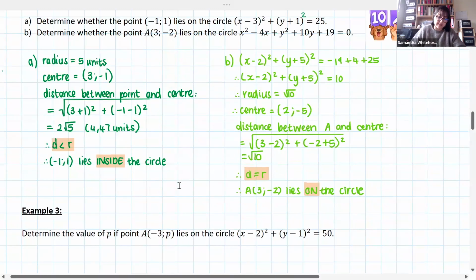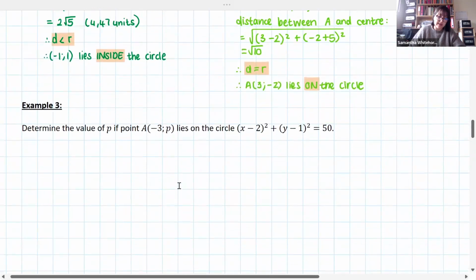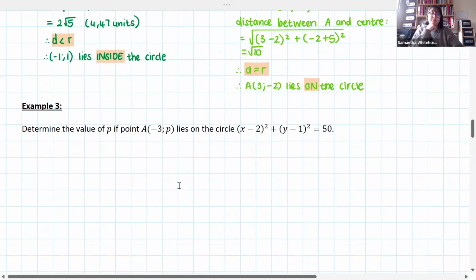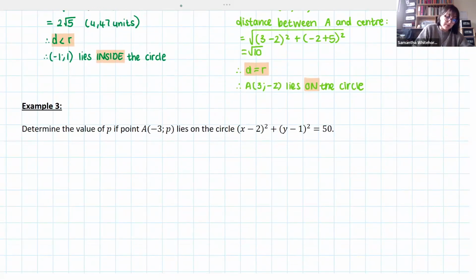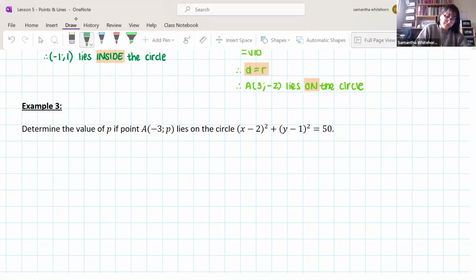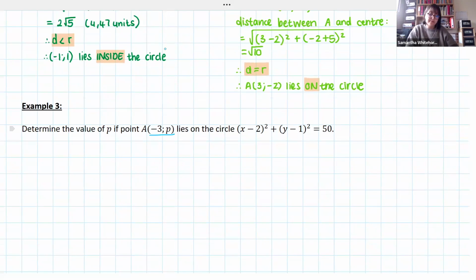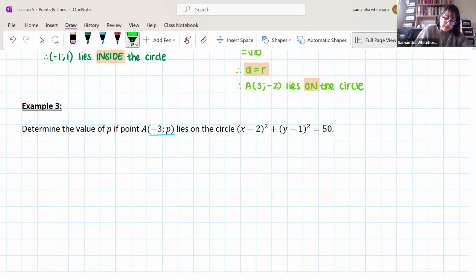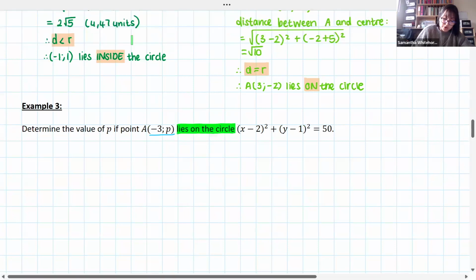So in this case, in example 3, it's exactly that. I've said determine the value of p, and if you now have a look at this next bit of information, p is the y coordinate of A. So if point A, (-3; p), lies on the circle (x - 2)² + (y - 1)² = 50. So really importantly here, I am telling you it lies on the circle.